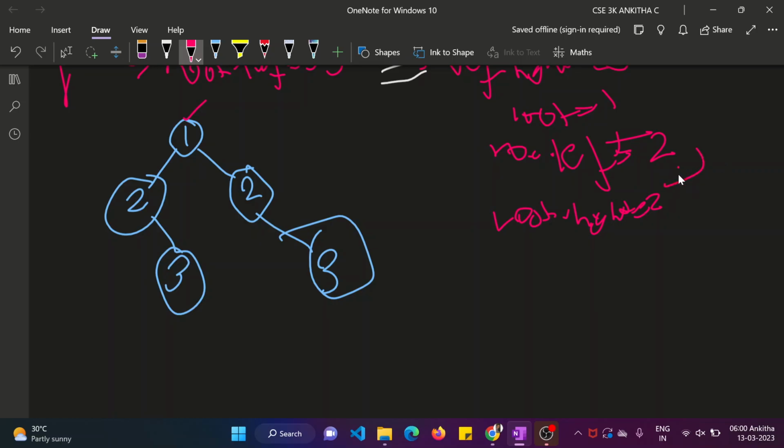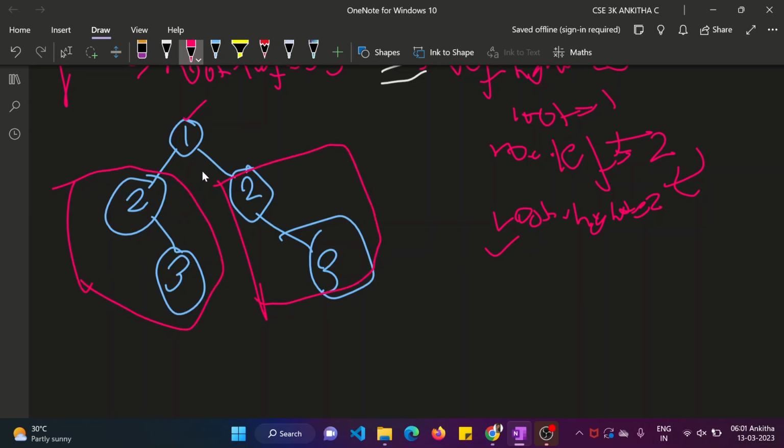Since both root dot left equal to root dot right, yes, this subtree is a mirror tree. Condition satisfied. It's a symmetric tree. Next, go to the further children now. Now, if you consider this condition is satisfied. Now, next, let's consider this subtree and this subtree. You have to check whether these are mirror of itself or not now.